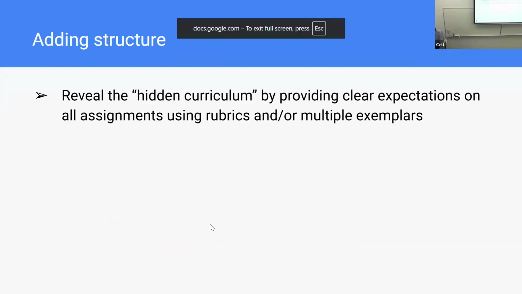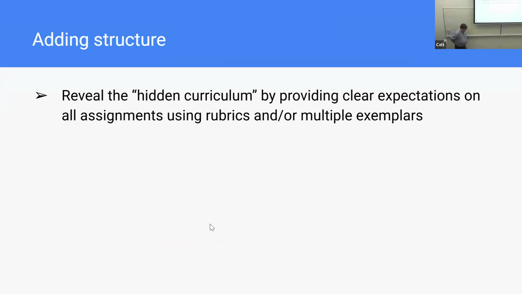And some of the ways we can add structure, one of the reasons for adding structure is that it reveals a hidden curriculum, those things that people who are comfortable with college, who've done a lot of work with college, or who have family members who've gone to college and talked to them about it, or who have lots of friends who've gone off to college, or older siblings and so on, the types of things that you learn through experience that aren't always made explicit.